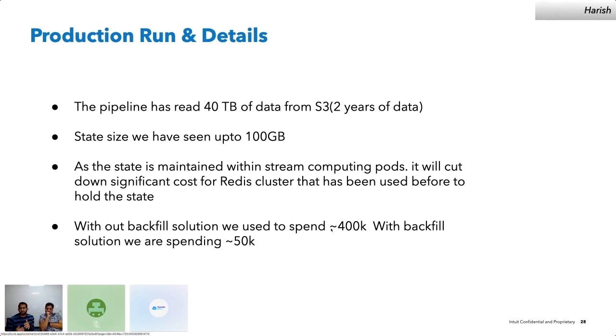And one good thing is, as mentioned by Ratul, while reading S3 in backfill mode, we need to have more pods because the throughput is high. As we are mentioning, 2 years of data we want to process in 2 days. Once it switches to streaming, we have auto scale capability, which will reduce the number of pods, or the customer can also reduce the number of pods based on their traffic pattern. And as the state is entirely maintained within the pods, we were able to reduce the cost drastically.